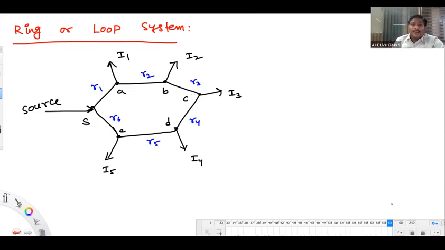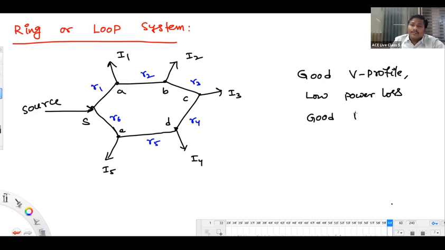Okay, next. What are the advantages of this one? Good voltage profile in the system, as well as low power loss. These are the advantages, and good reliability compared to the radial system. So these are the advantages of this ring or loop system. Next one will be the interconnected system.